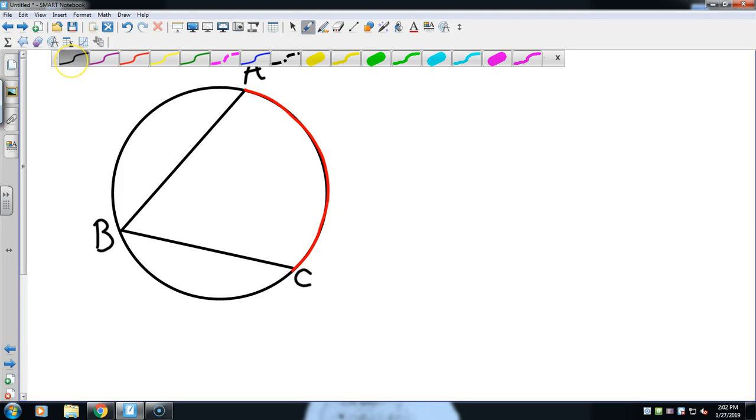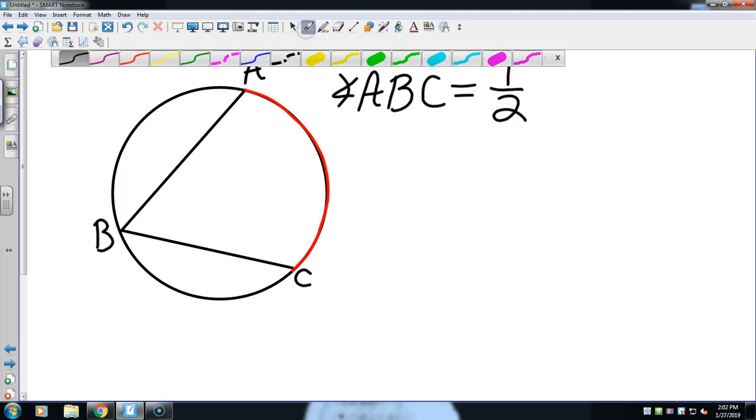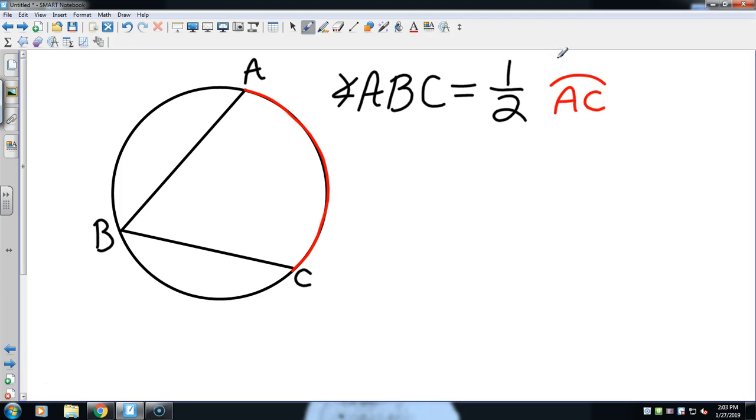And so here's what it looks like. Angle ABC is 1/2 of arc AC. Okay, again, just a little emphasis there. So a couple of different things.